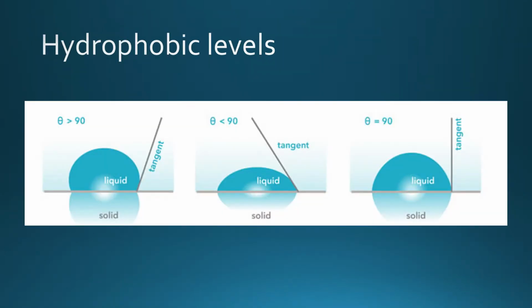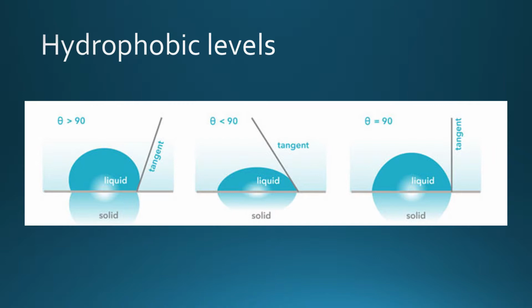To determine whether something is hydrophobic or superhydrophobic, you have to look at the contact angle of the polar molecule droplet. The picture shows what determines the hydrophobic levels. If the contact angle is over 90 degrees, then it's considered superhydrophobic, while if it were around 90 degrees, it would be considered hydrophobic, and anything below 90 degrees would be considered hydrophilic.